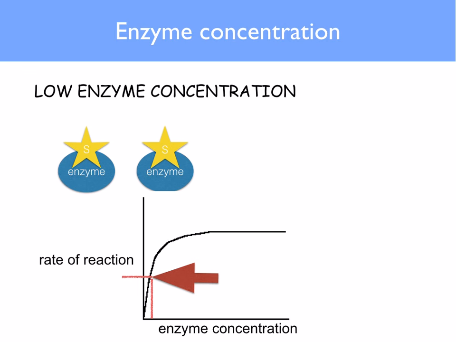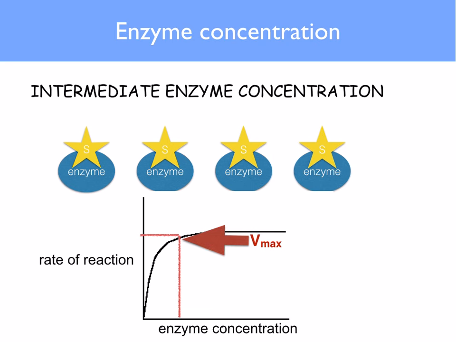If the substrate's in excess and you've got low enzyme concentration, so for example 2 enzymes here, there are too few enzyme molecules to allow all the substrate molecules to bind to the active site. So the rate of reaction is therefore only half, represented by the arrow, the maximum possible for the number of substrate molecules available.